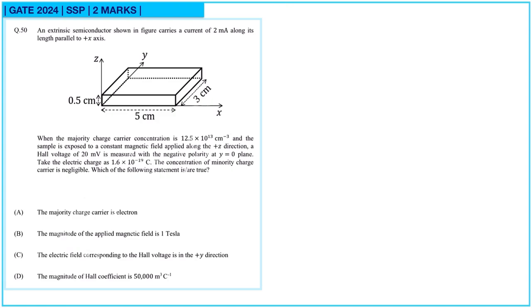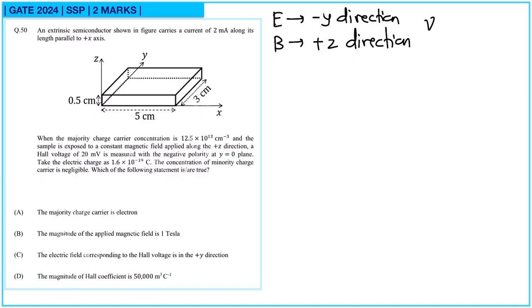Now here voltage is measured with respect to y equal to 0 plane and it is given negative polarity. That means E is in minus y direction, and magnetic field is in plus z direction. Current is going in x direction, so that means movement of electron will be in minus x direction. So V will be in minus x direction. So electric field corresponding to the Hall voltage is in plus y direction. So this statement is wrong. Now we have to check other options as well.